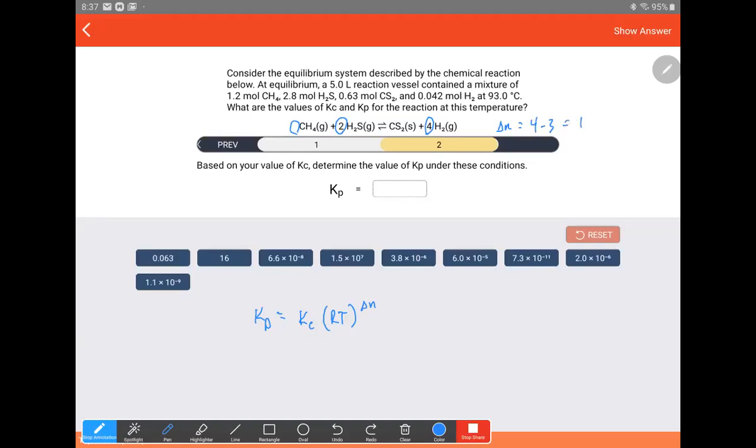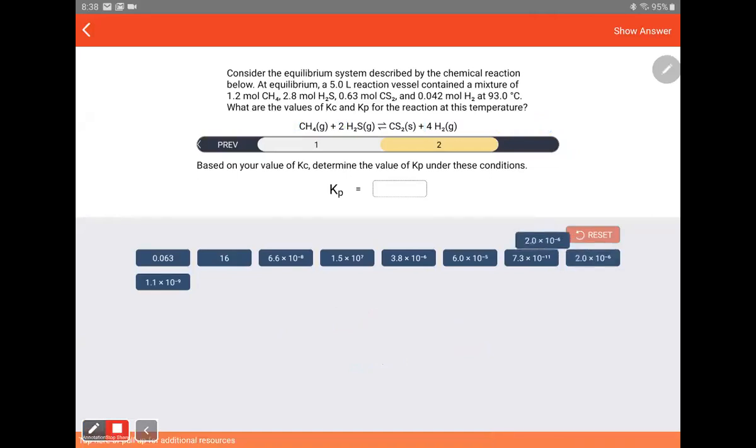Now R is our gas constant, temperature, 93 plus 273, 366 Kelvin. So we say Kc, which was 6.6 times 10 to the minus 8 times 0.0821 times 366 to the 1st power. I get 1.98 times 10 to the minus 6, which would be 2.0 times 10 to the minus 6.